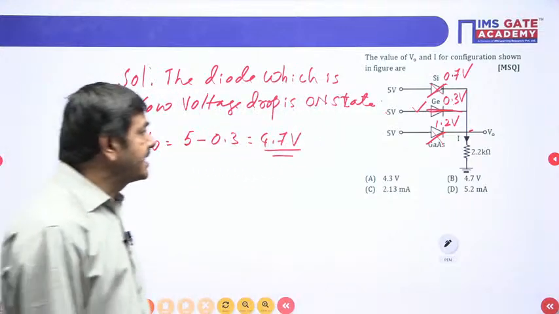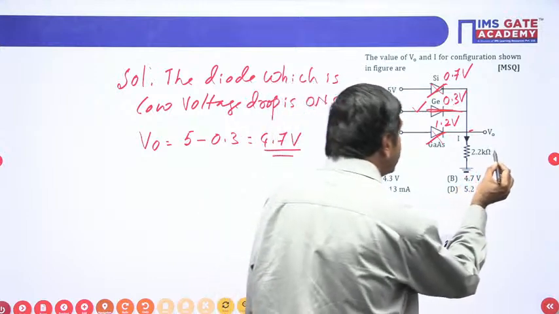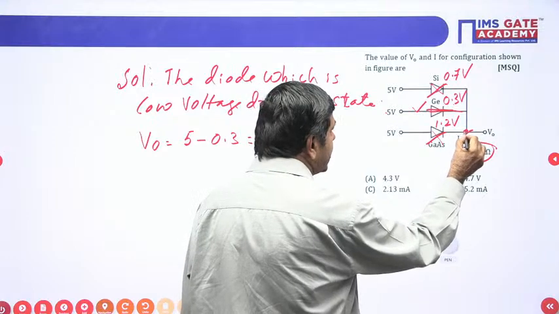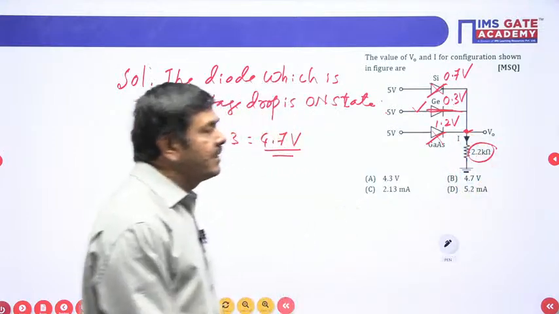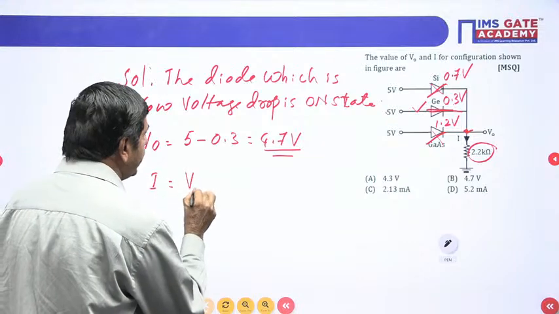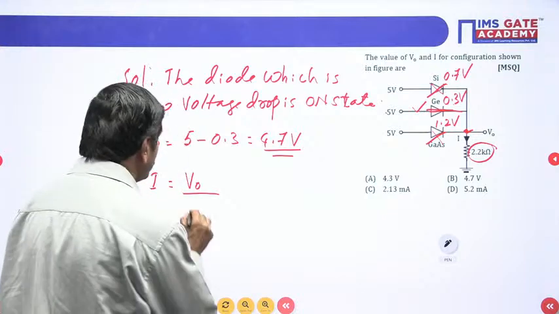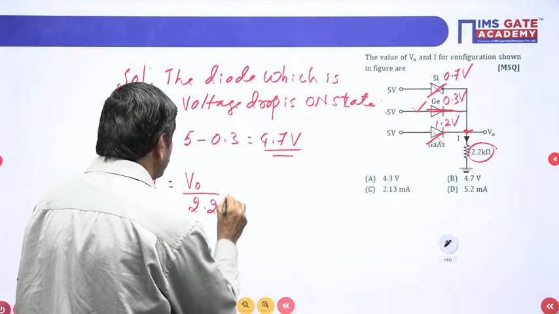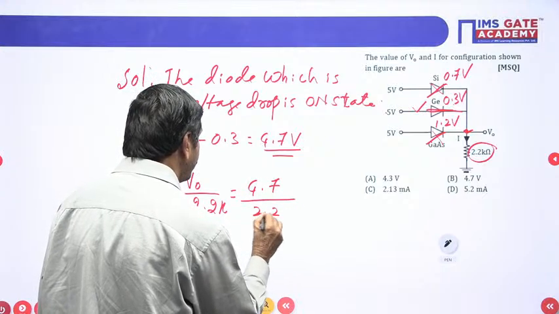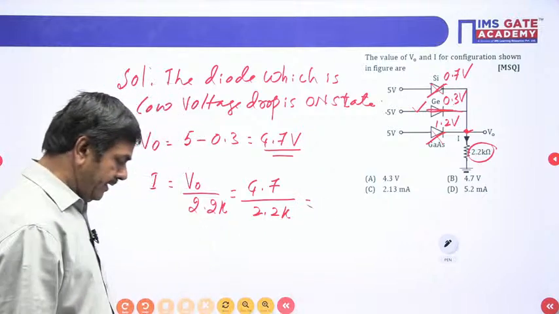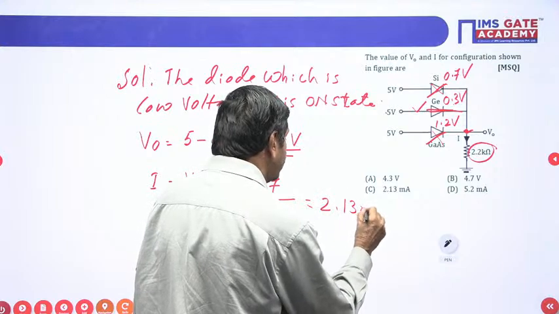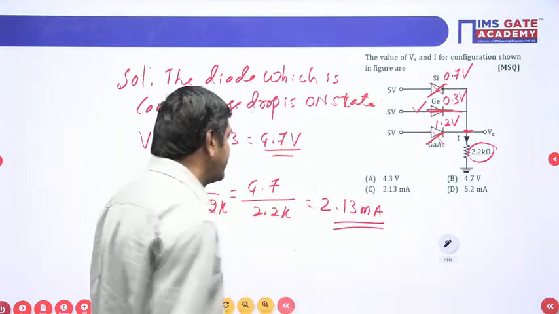What about the current I, sir? Current I is nothing but the current passing through 2.2 K. We know the node voltage V naught, so V naught by 2.2 K gives you I directly. V naught is 4.7 volts divided by 2.2 K. Finally, the current I is 2.13 milliamperes, passing in this particular circuit.